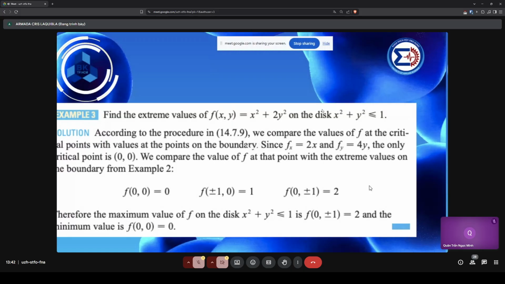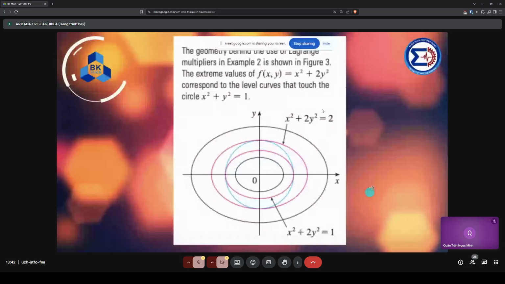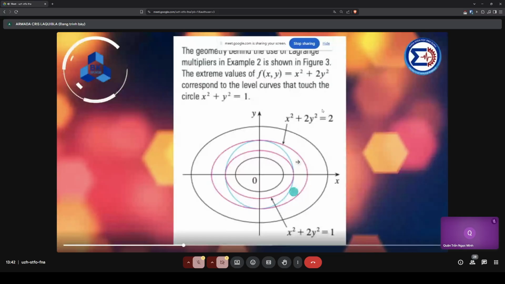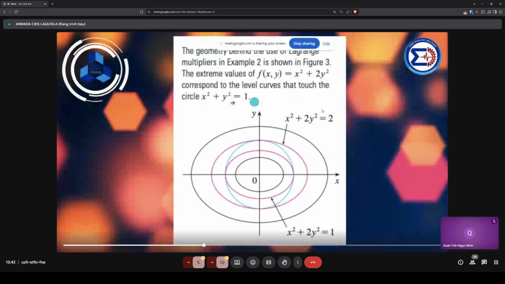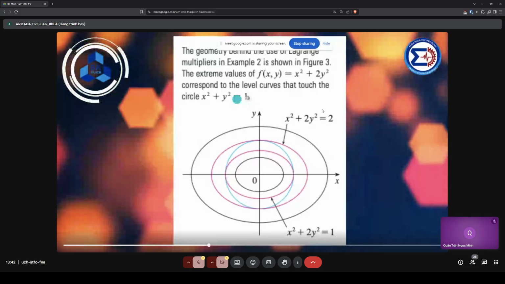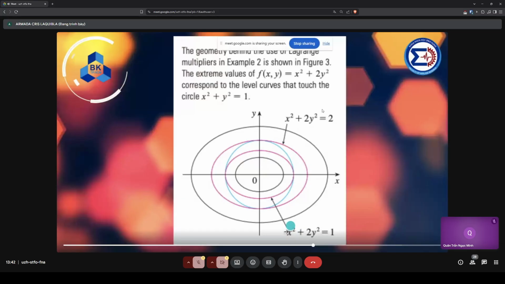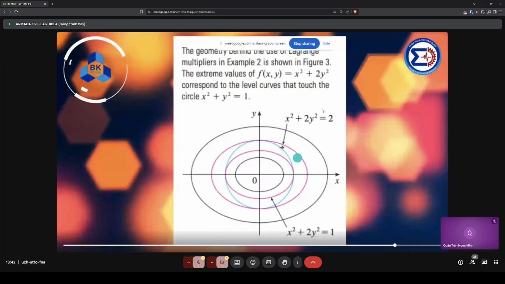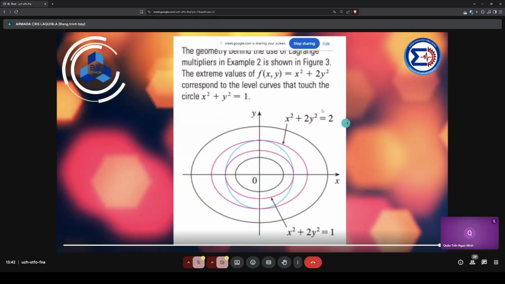Now next, this is the graph there. This blue one is the circle x squared plus y squared is equal to 1. And now this pink circle here is x squared plus 2y squared is equal to 1. And then the last pink circle is x squared plus 2y squared is equal to 2. Okay? And that's it.